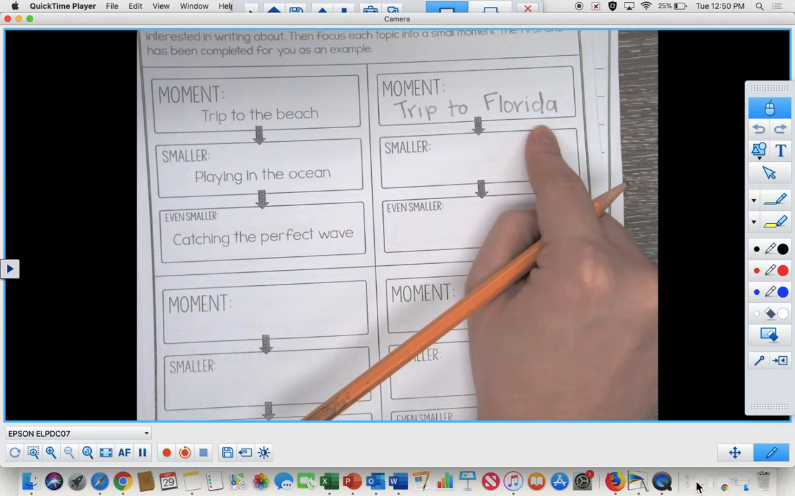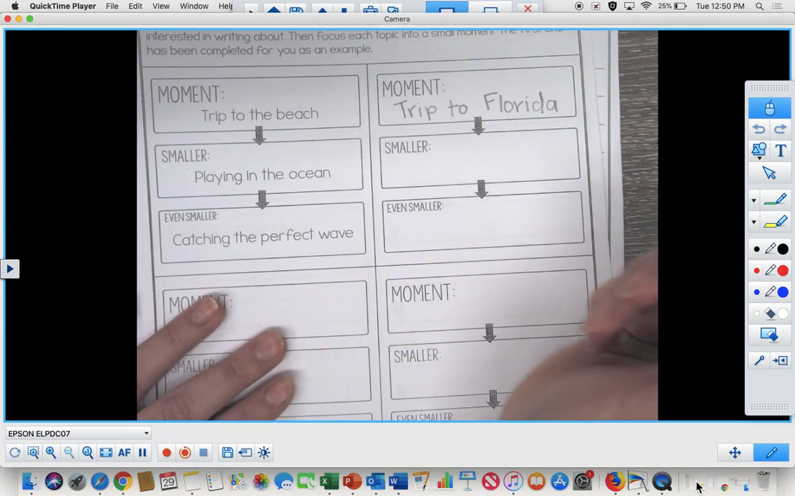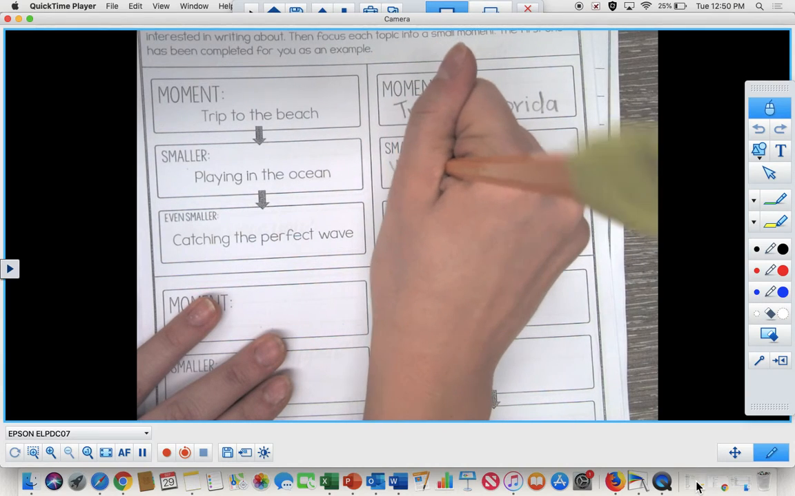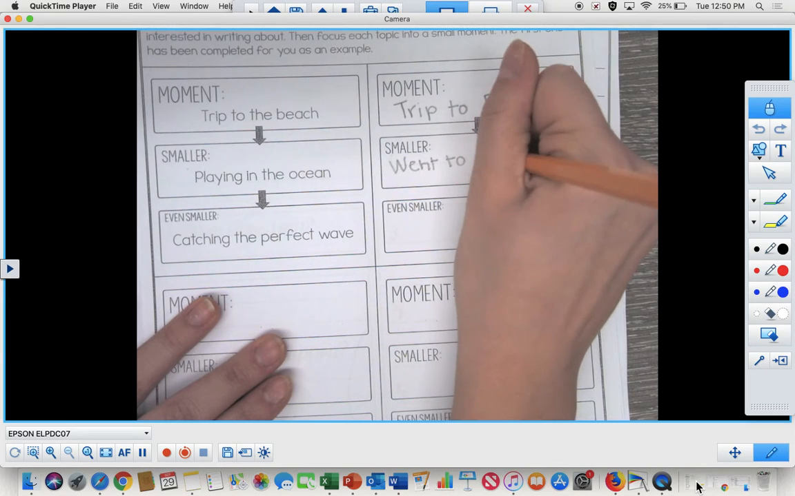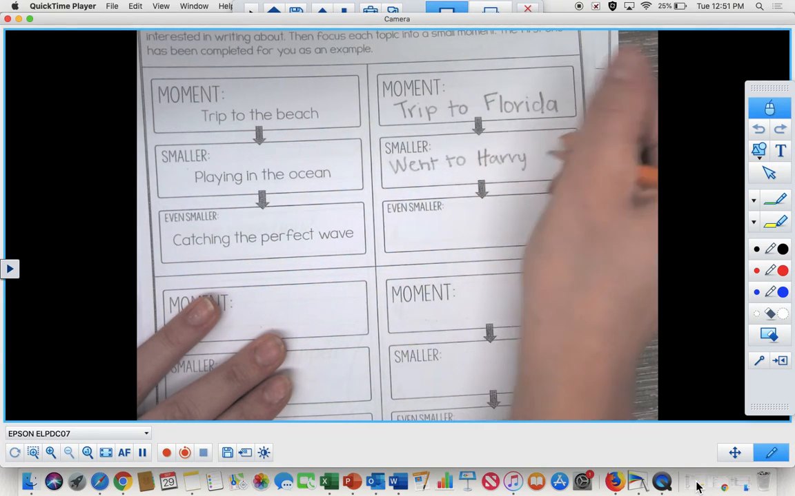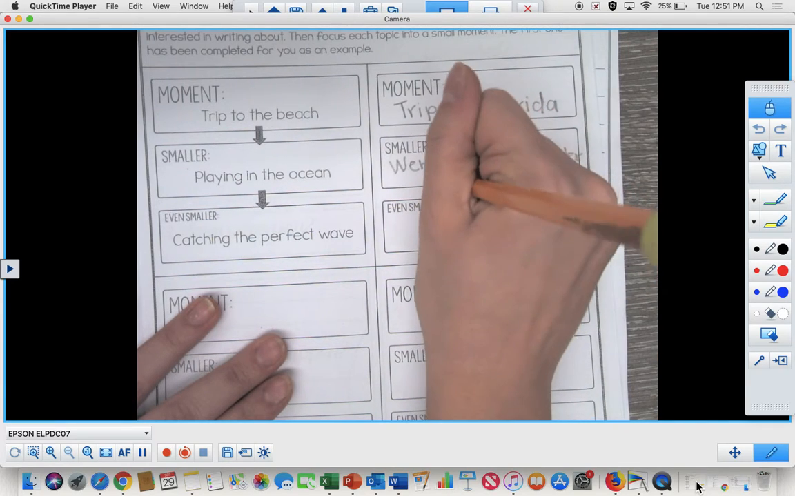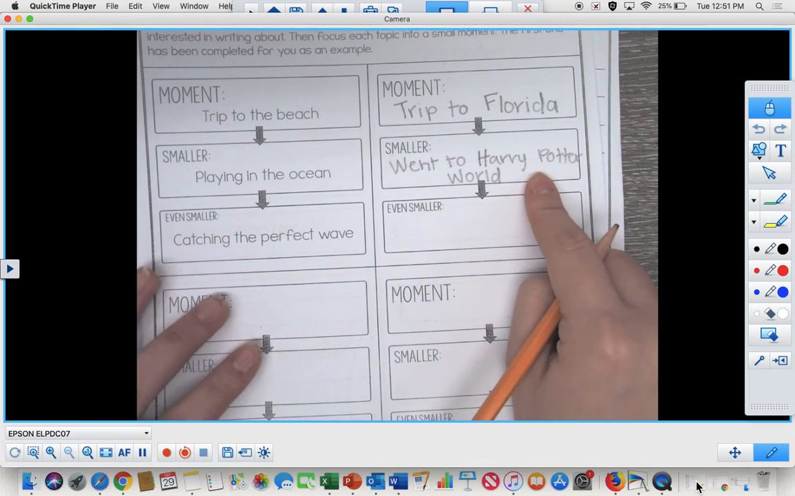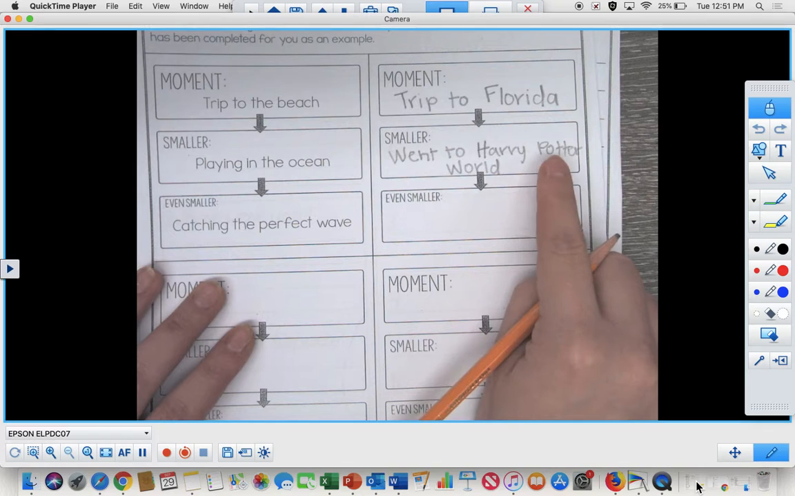So my trip to Florida, how I can make that smaller is I can talk about some of the things I did in Florida. Well, I went to Harry Potter World in Florida. So I went to the little Harry Potter park while I was there. And again, I did a lot while I was there. I spent almost 2 days in Harry Potter World, which is a really, really long time.